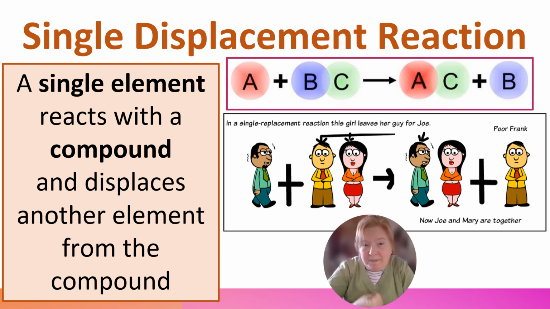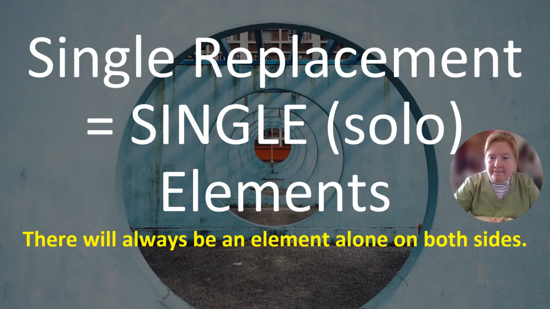Now, a single replacement reaction is where we have a single element and a compound, and on the other side we also have a single element and a compound, but they've switched places. So if you were partnered with Caroline and Antonio was working alone, and now you are partnered with Antonio and Caroline is working alone. So single replacement, why? Solo, single.